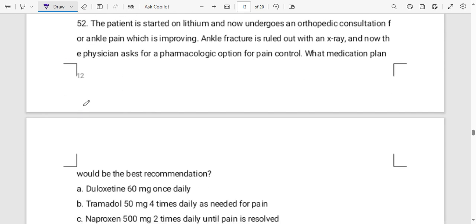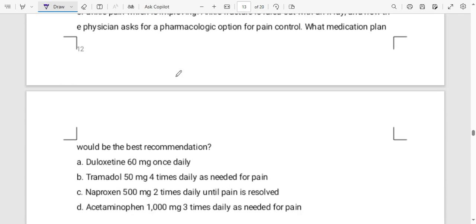The patient is started on lithium and now undergoes an orthopedic consultation for ankle pain, which is improving. Ankle fracture is ruled out with an X-ray, and now the physician asks for a pharmacologic option for pain control. What medication plan would be the best recommendation? Remember, this patient is taking lithium.